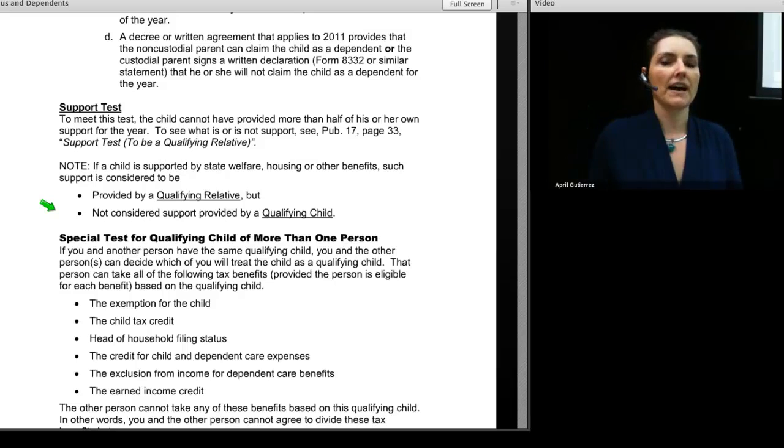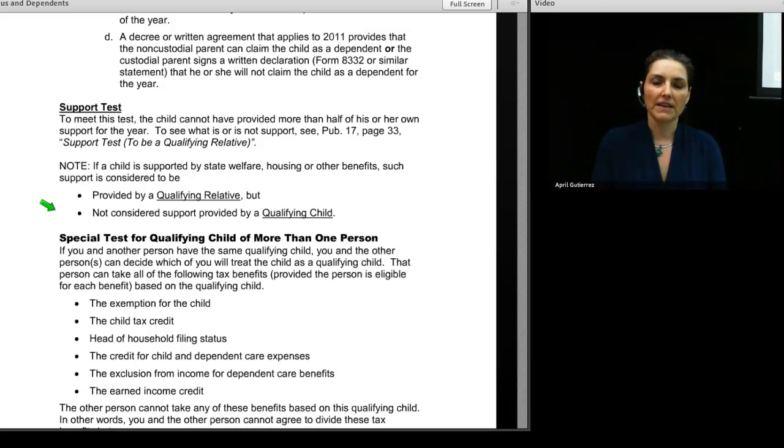So what they mean by that is, in order typically to claim a dependent, you have to show that you paid more than half the cost of that dependent's support. But when we're talking about a qualifying child, you only have to show that the child did not pay more than half of his or her own support. And if you've got third-party support coming in from the state in the form of housing assistance or welfare, that support is not considered to be support provided by the child. It's also not considered to be support provided by you. But the question is, did the child provide more than half of his or her own support?